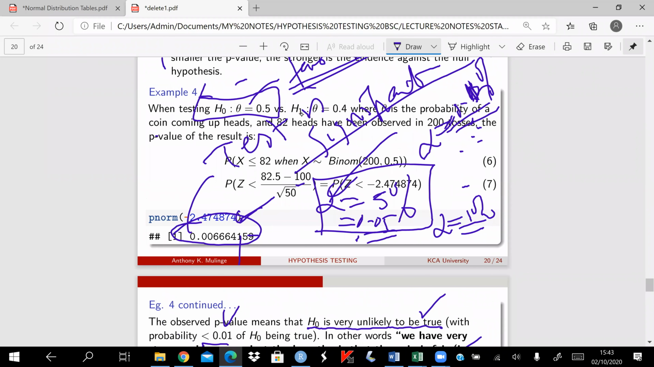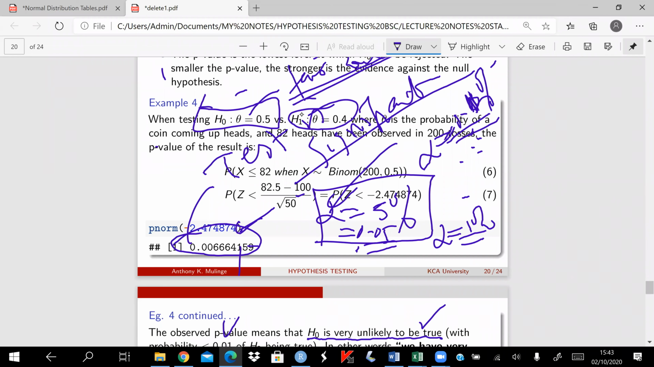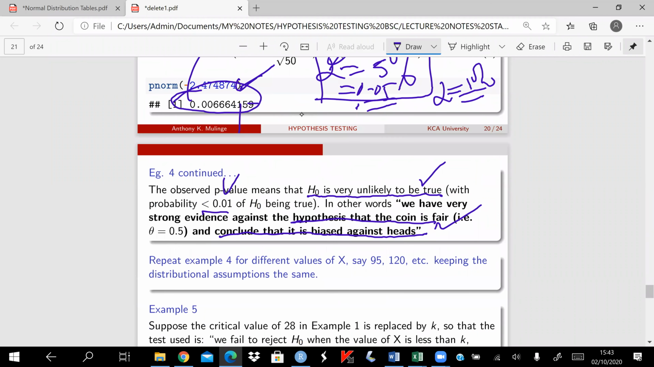As you can see here, the probability of head here is less than 0.5, or is 0.4, sorry. So that means there's bias against the heads. So basically that's how you use the p-value to make such kinds of decisions, okay?